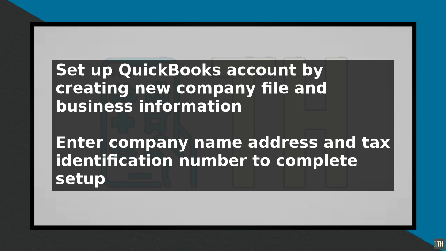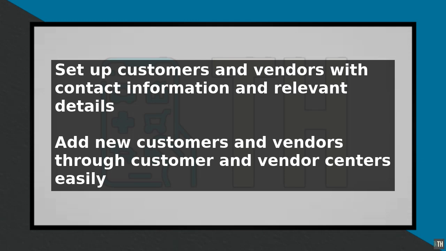tips and best practices. First, you need to set up your QuickBooks account. Start by creating a new company file and entering your business information, including your company name, address, and tax identification number. You will also need to set up your chart of accounts, which is a list of all your business accounts, such as assets, liabilities, equity, revenues, and expenses.